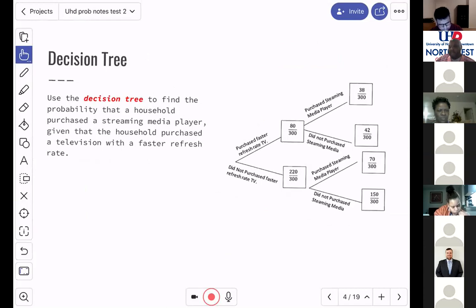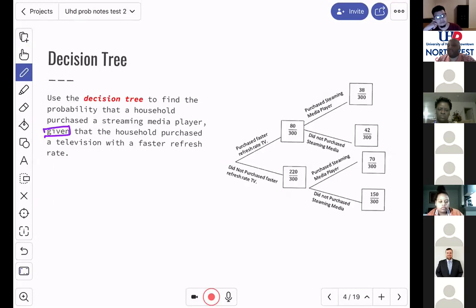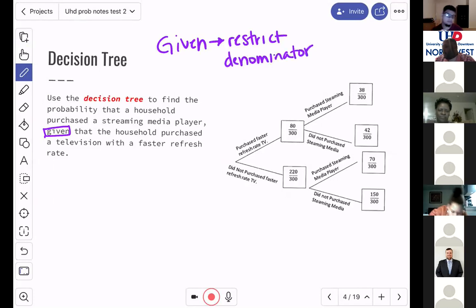So given this tree here that we just completed, here's what I'm trying to find. And the key word I want you to look for is going to be this word, given. That is the key word. Because if I see the word given, given means you're going to restrict your denominator.